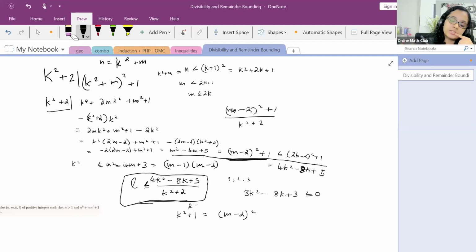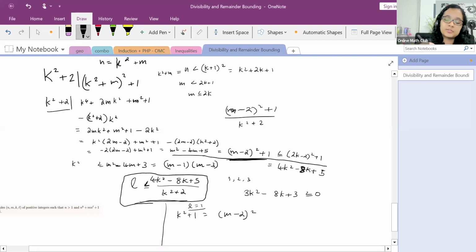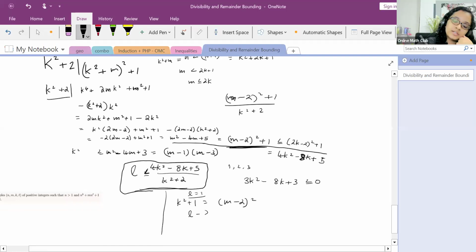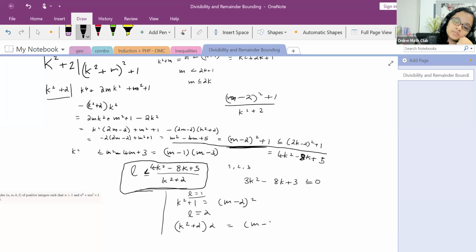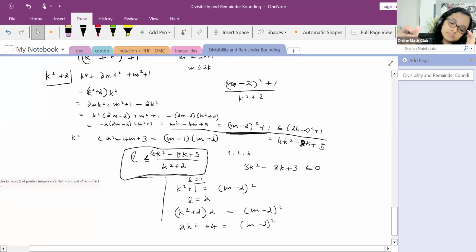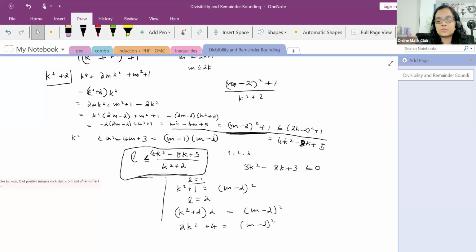Okay, so in the case where L equals 1, you have this, but this is like two squares whose difference is 1. And that's not possible unless the squares are 0 and 1. That's really not the case. If L equals 2, then you have k square plus 2 times 2 is equal to m minus 2 whole square. This is 2k square plus 4 is equal to m minus 2 whole square. Now here, you know that k square must either be 0 or 1 mod 3, right?